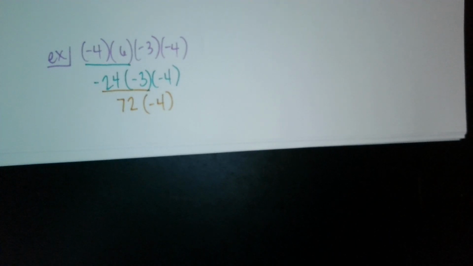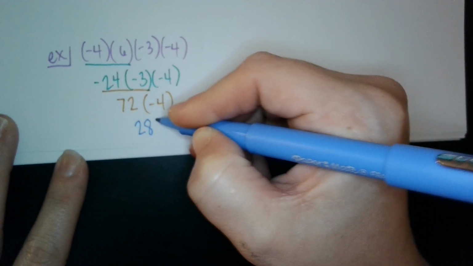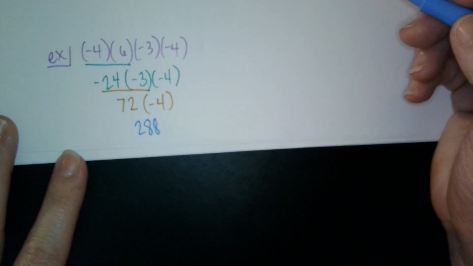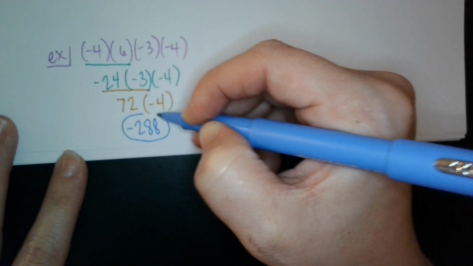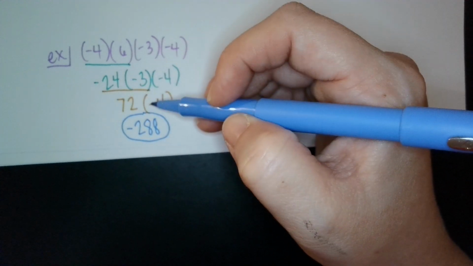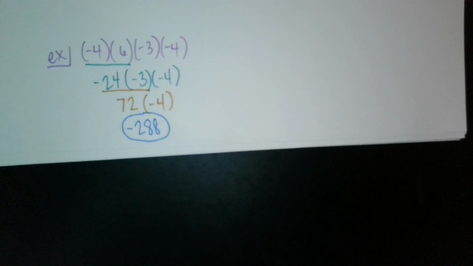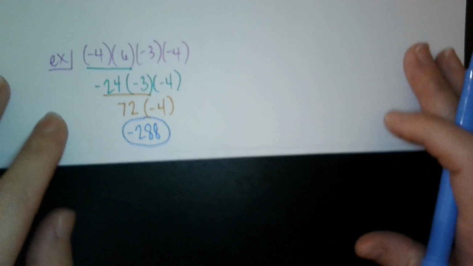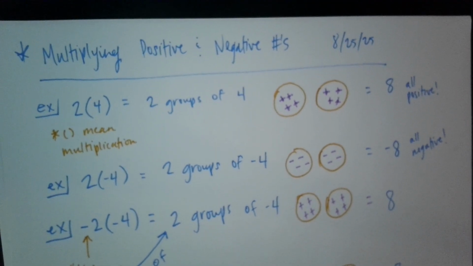Who else has a calculator handy? Annabelle, what is 72 times 4? Negative 288. And how do you know that it's negative? Different signs, negative. Fabulous. Groups of negatives are negative. Any questions about that? Alright, and that is how you multiply positive and negative numbers.